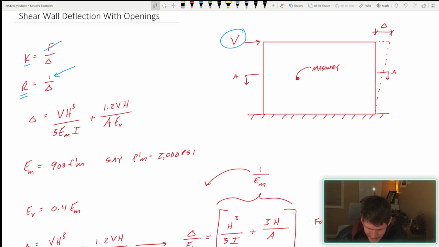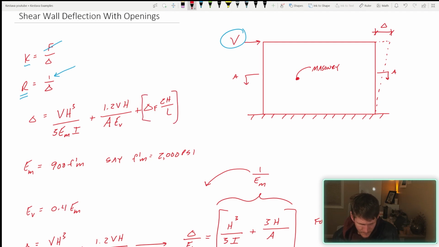We're looking at a cantilevered shear wall. We've talked about this before. This is our equation to get our total displacement. If you don't remember, head back to my previous videos. And I did learn in my studies that there's actually another variable. This is the third part of the equation.